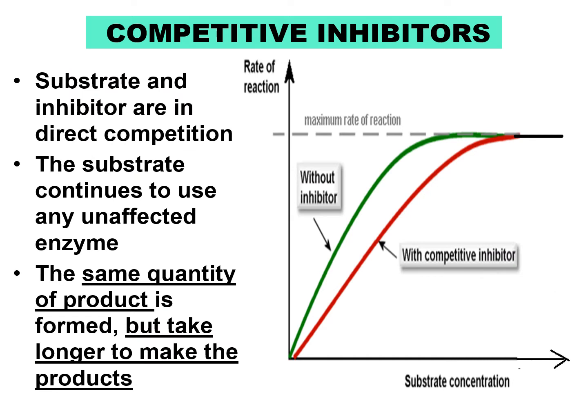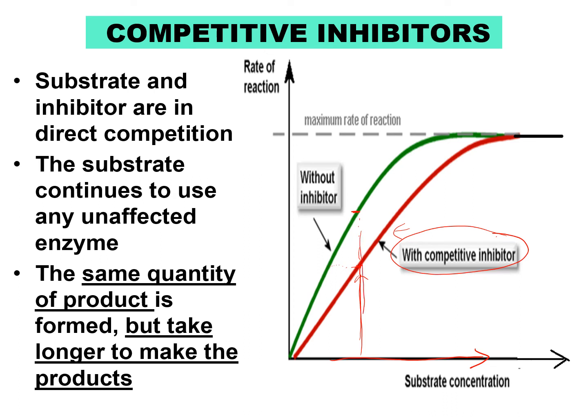Let's look at this graph. This graph shows two processes. The first one is the process without the inhibitor, and the red line shows the process with the competitive inhibitor. As we can see, as the substrate concentration increases, the rate of the enzyme increases. But with the presence of the competitive inhibitor, the rate of reaction at the red line is lower than the rate of reaction of the green line, which is without inhibitor.